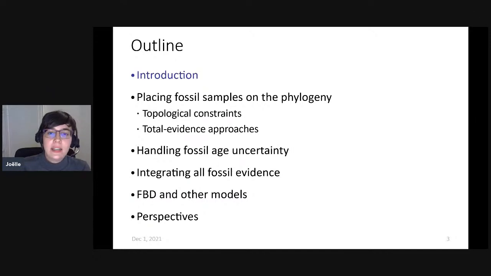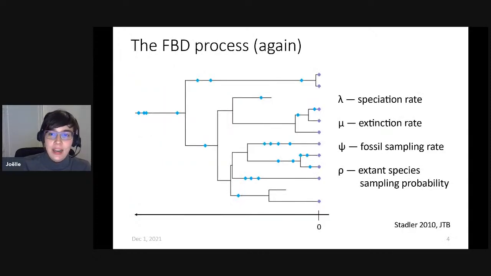So let's start with a reintroduction of the fossilized birth-death process. If you've watched the other talks, I guess you're becoming pretty familiar with the model. Just as a short summary, the FBD process gives the likelihood of a phylogeny that contains both extant samples, which are shown here in purple, and extinct samples, which are shown here in blue. This likelihood is given as a function of 4 parameters: the speciation rate or birth rate, the extinction rate or death rate, the fossil sampling rate, and the extant species sampling probability.